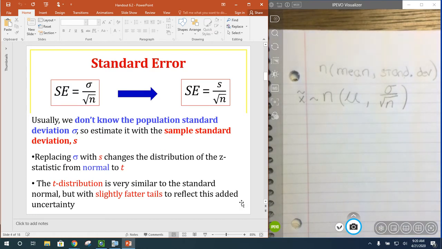So the standard error formula says that we're going to take sigma and divide it by the root of n. But we generally don't know sigma, but what we do know is the sample standard deviation. Okay, so we're going to replace the population standard deviation sigma with the sample standard deviation s. We will know that number.